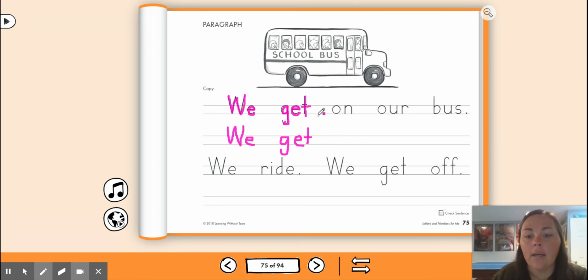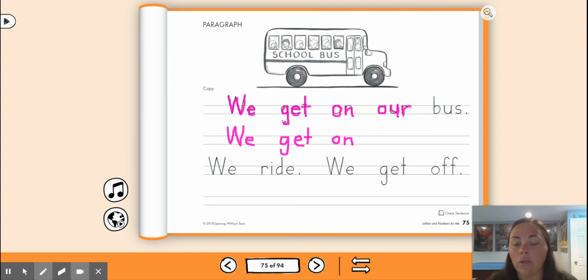Very good, we get. Now we're going to leave space again. On, O, N, good. And come down here. On is O, N, and you'll see how I'm making sure that these are lowercase letters. And you make sure that your words have those spaces again, because I want to show you. I'll trace this first. Our, O, U, R, and I hope you're tracing with me because this will be good practice for you too.